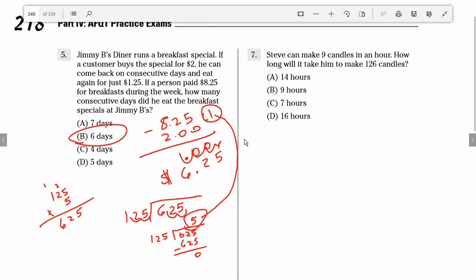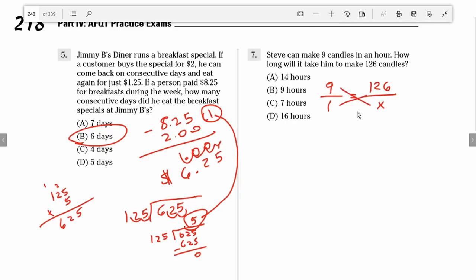Number 7, Steve can make 9 candles in an hour. How long will it take him to make 126 candles? So we can set up a proportion to solve this problem. Again, Steve can make 9 candles in 1 hour. So I have candles over time. The question is, how long will it take him to make 126 candles? Again, candles over time, which is unknown, so I'm going to represent that with an X.